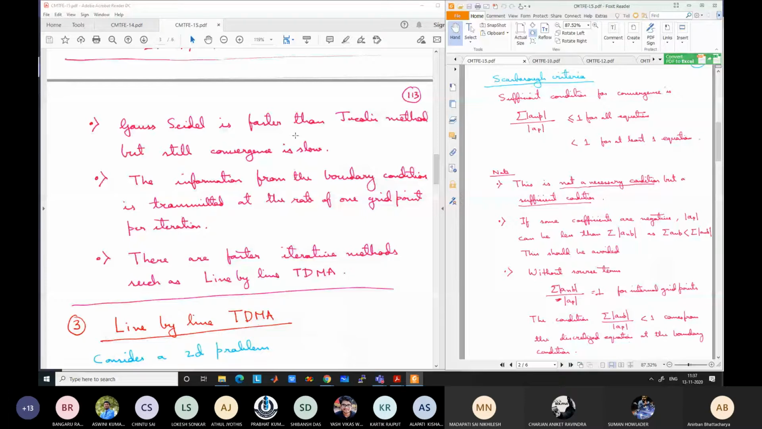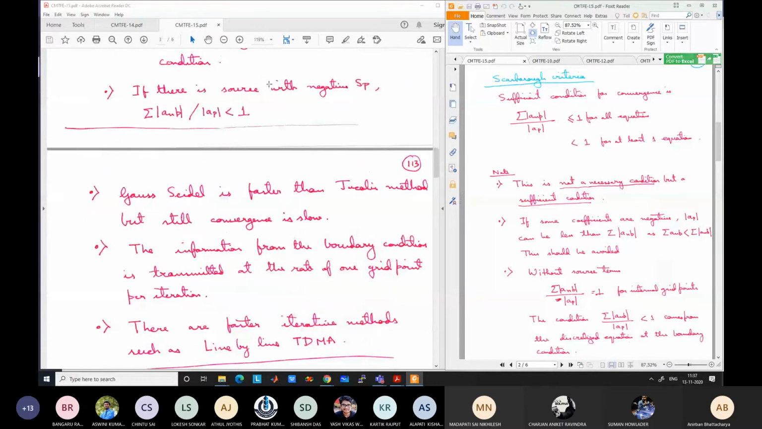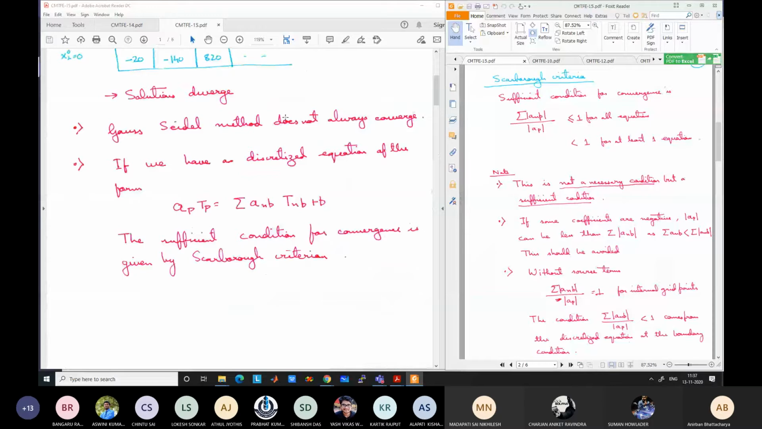So if you have a 2D domain like this, and you proceed one by one point, you will keep on iterating. Say you have 10 by 10 grid points, so 100 grid points, and you proceed to one grid point, then the second grid point like this. Each equation we are treating separately, right?